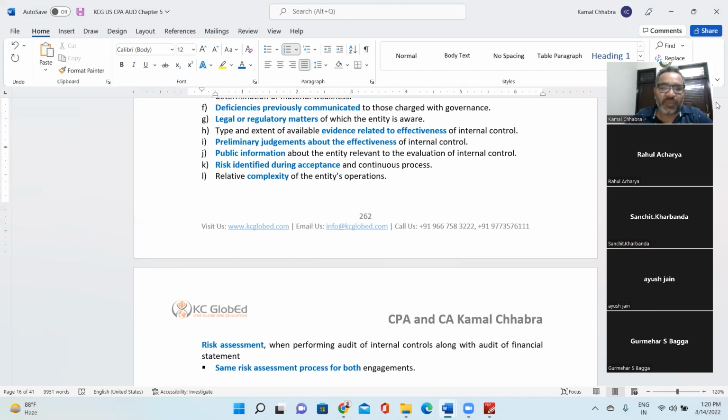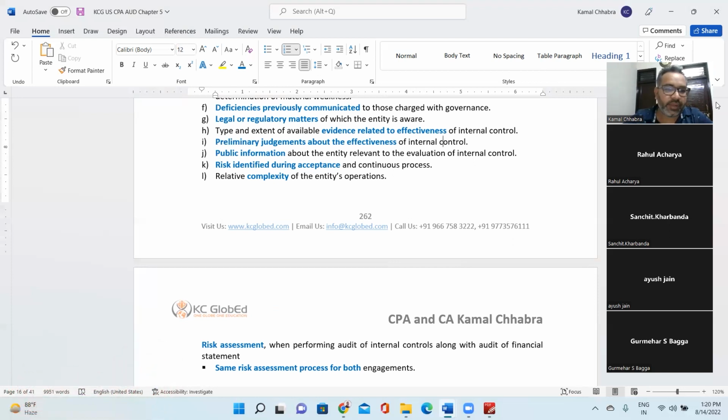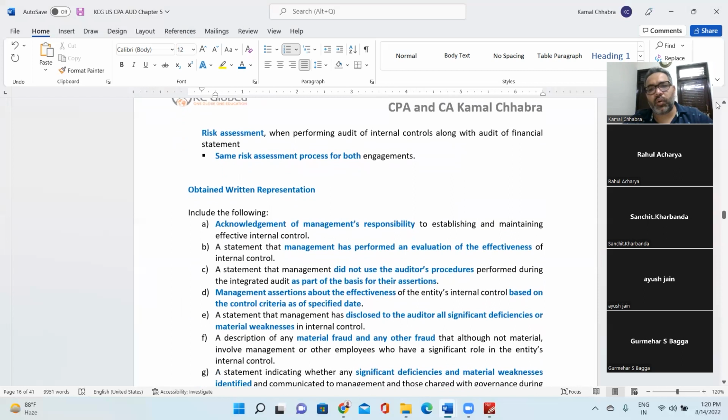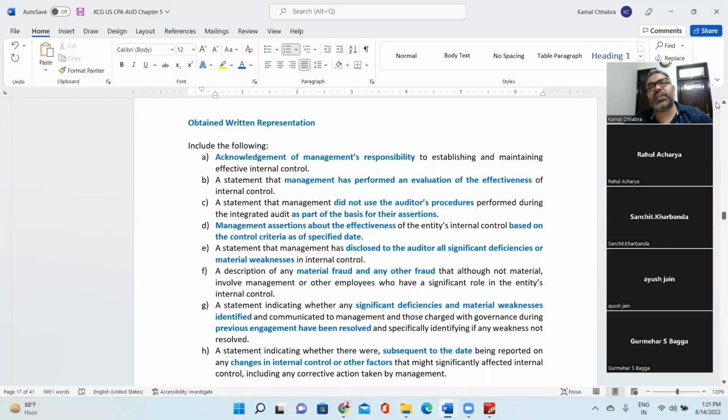Okay, no problem. More or less you guys are okay. But just revise what exactly is mentioned over there, so that for exam purposes we keep those things in mind. Next is risk identified, relative complexity of the entity's operation. Then risk assessment: when performing the audit of internal control along with the audit of financial statements, the same risk is assessed for both purposes, the financial statement audit as well as the internal control. And then special written representation is required when you are performing the audit of internal controls along with the financial statements. So additional representation is required.